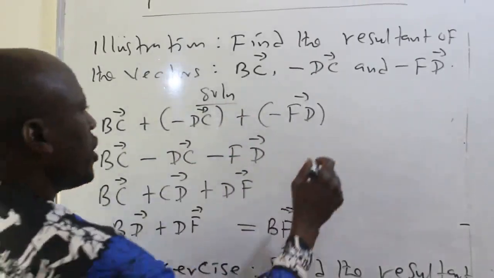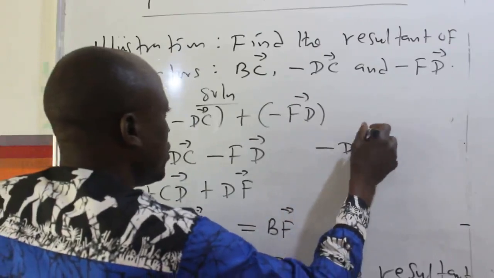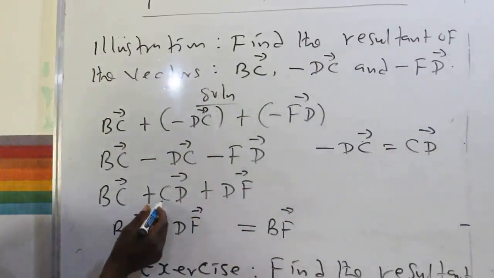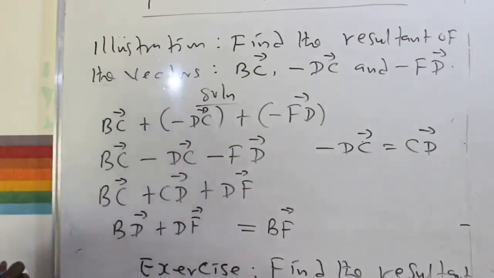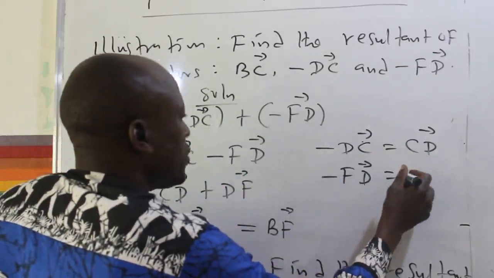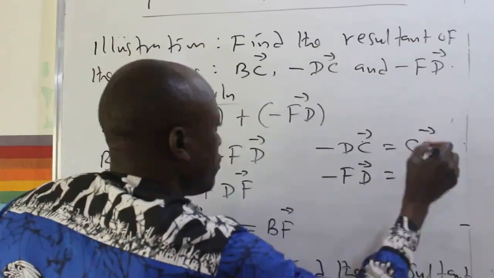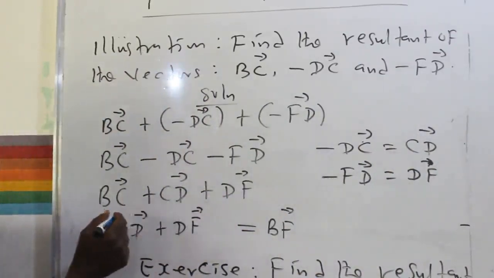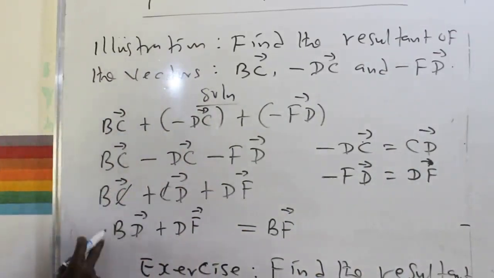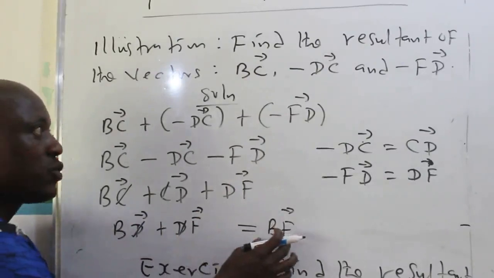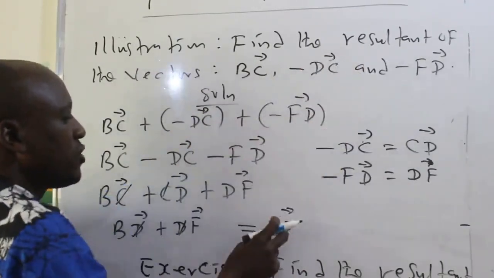Take note of something here. Minus vector DC is the same thing as CD, positive. That is why here we have CD instead of minus DC. The same thing applies here. Minus FD is the same thing as DF, positive. So we have plus DF here. Now, BC plus CD, this will go together. You are left with BD plus DF. Then at this stage, D will also go with D. You are left with BF. So the resultant of this is BF.